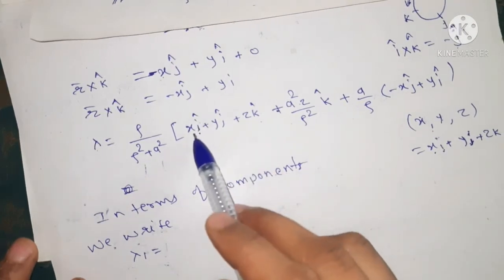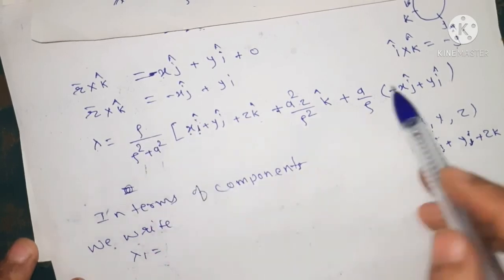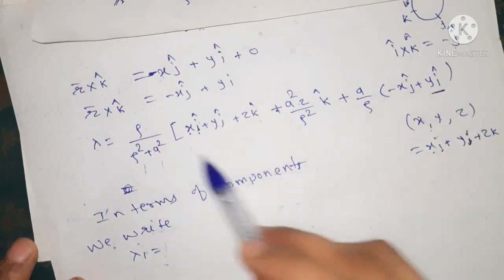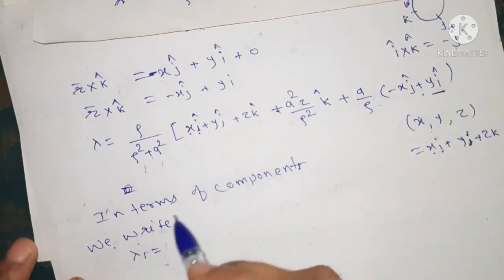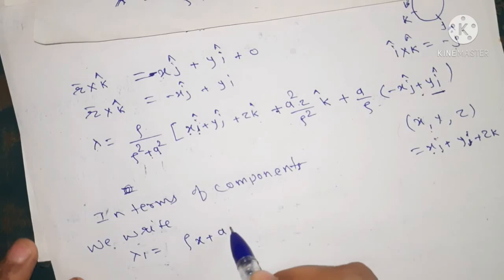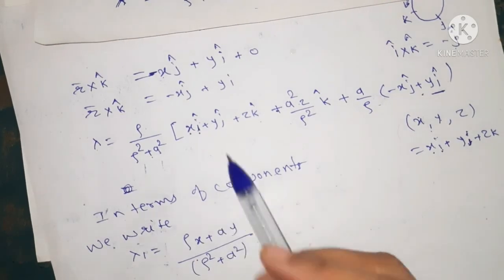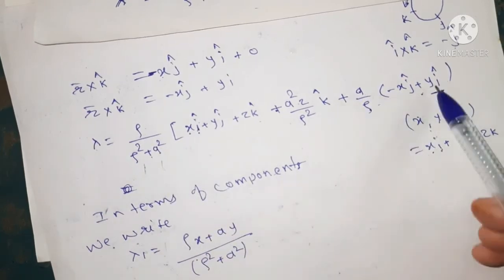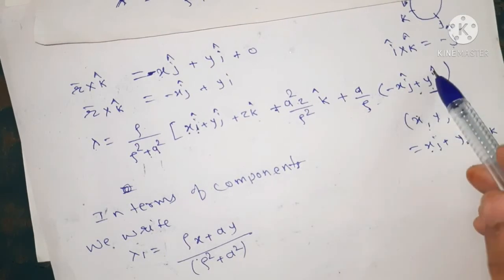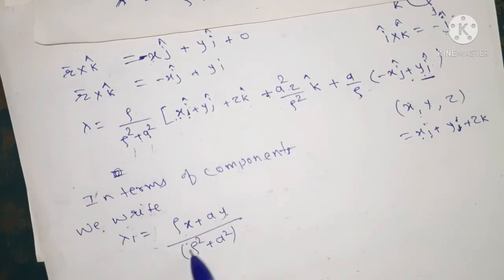Okay, so in the coefficient of the ith vector it is rho upon rho square plus a square into x, and here y is present. So we write this rho upon rho square plus a square multiplied to this side. Okay, so we have rho into x plus ay upon rho square plus a square. That is, when rho is multiplied inside the bracket, this rho gets cancelled with this rho, and therefore we have a into y, the coefficient of the ith vector. So ay is here and rho into x will be here. This is our first component lambda 1.